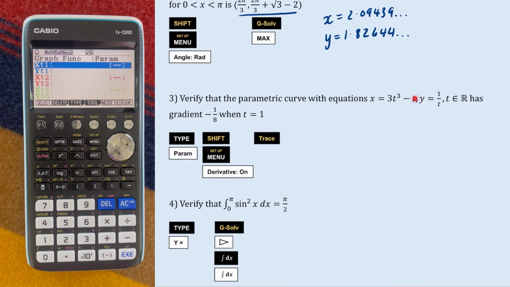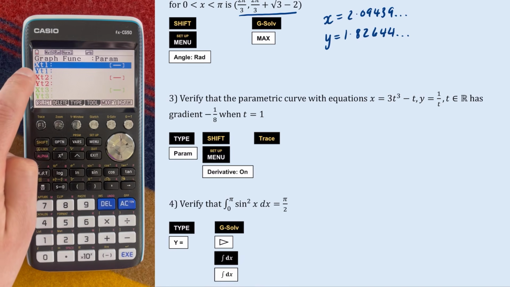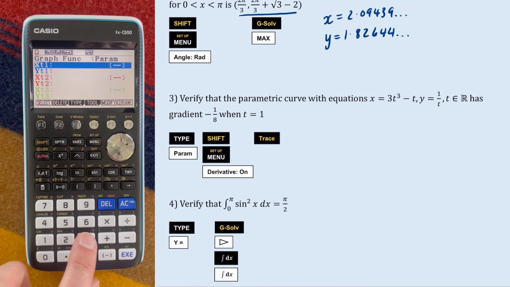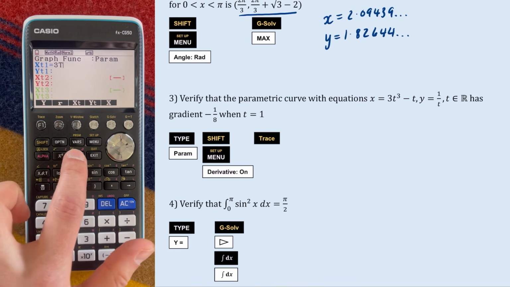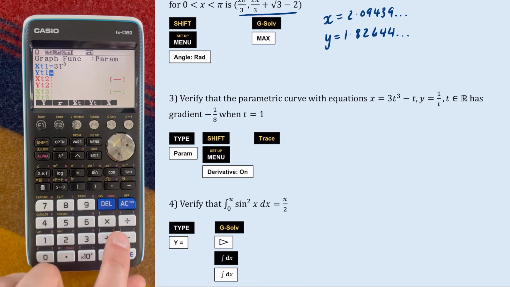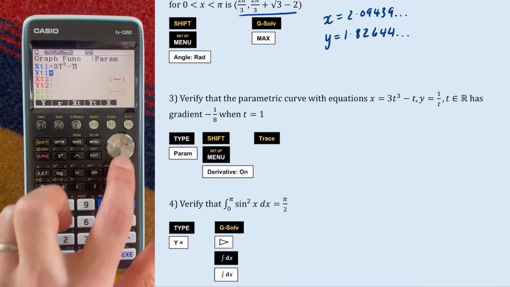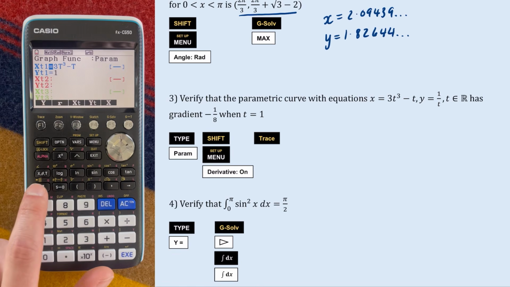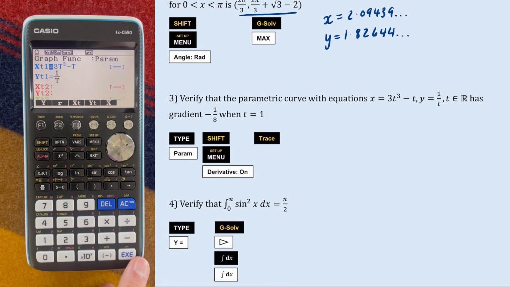So I'm going to type in these two things that we've got here for my x and y. Now we're going to use this same button, but this is going to be for the parametric. It's going to be theta or t. So it's going to be 3t cubed minus t for the x one, and then the y one is just 1 over t, so 1 over t like this, and it says that t is real numbers.